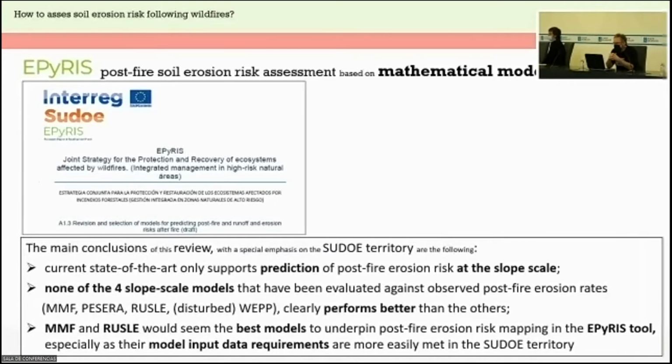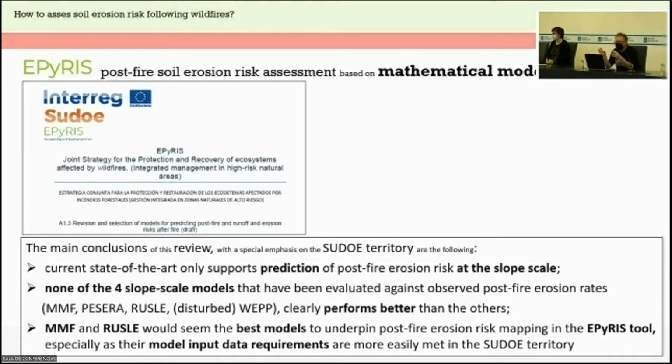We said that at this moment, the state of knowledge allows us to estimate post-fire erosion risk at the slope scale, but not at the catchment scale. That's much more difficult. There are much fewer data and so forth. We are not able to make robust, reliable estimations of the risk at this stage.